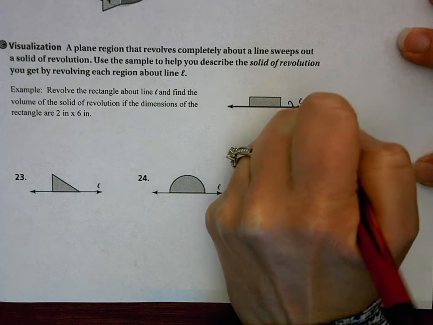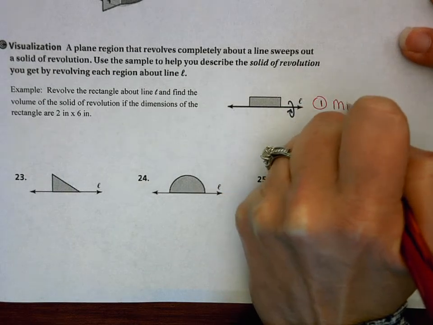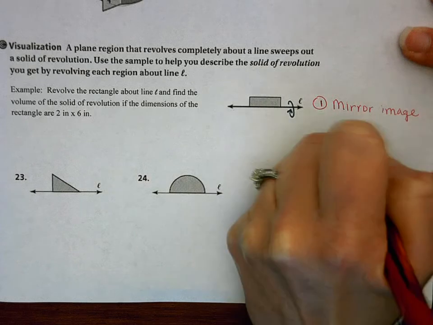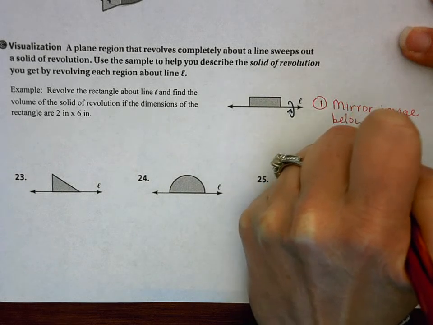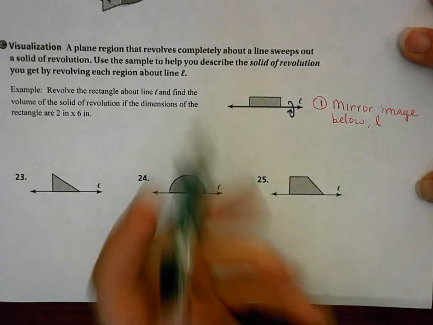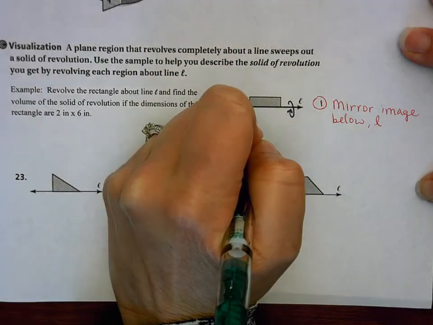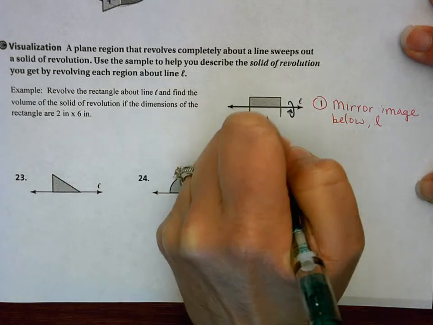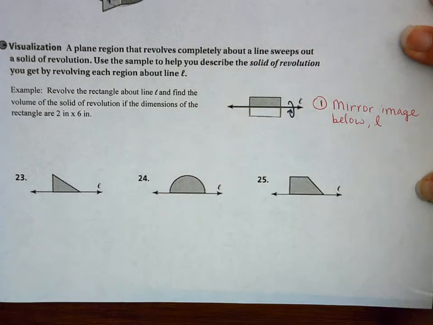So the first thing I'm going to want to do is just mirror my image or reflect it, right? Okay, so mirror it or reflect it below the line L. So I have this rectangle here. I want to mimic it. All right, so I'm going to mirror it. Okay, that's all I've done there.